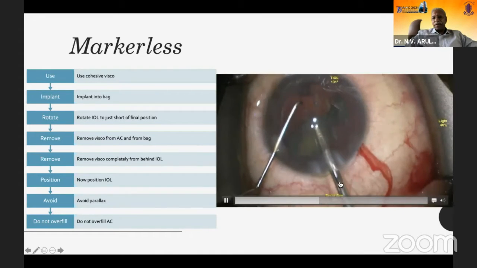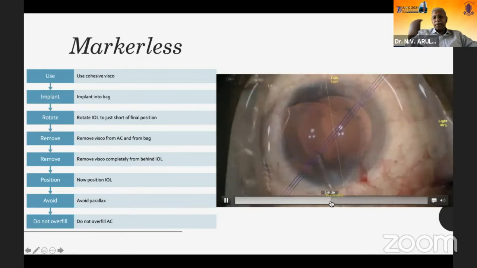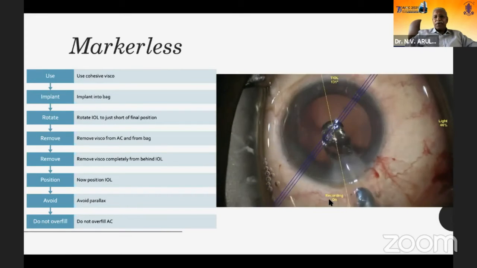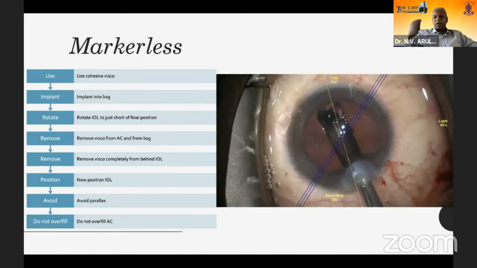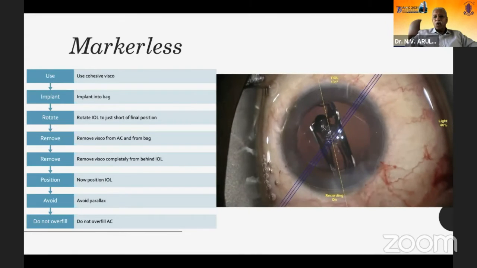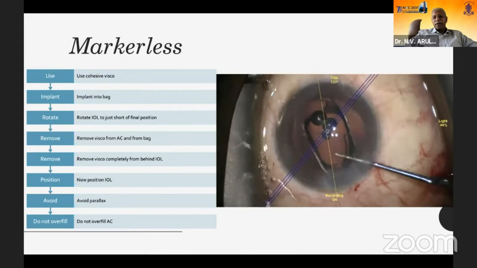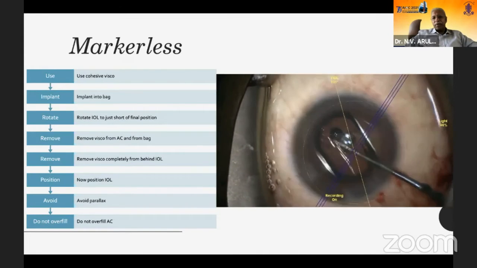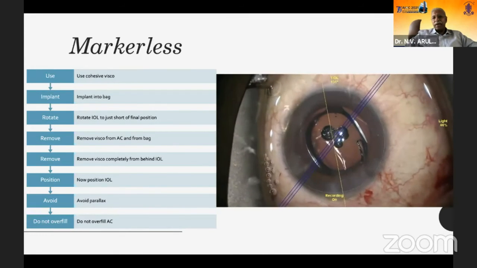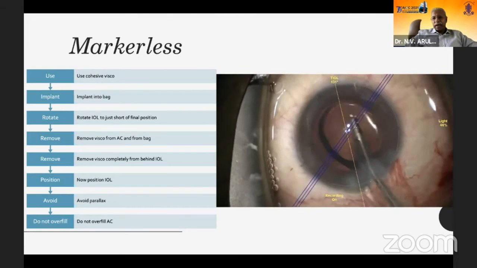So after having done the phacoemulsification, fill up the bag with cohesive viscoelastic. Very, very important. You use dispersive when you're doing the phacoemulsification. When you put in the lens, please use cohesive. The lens goes into the bag.